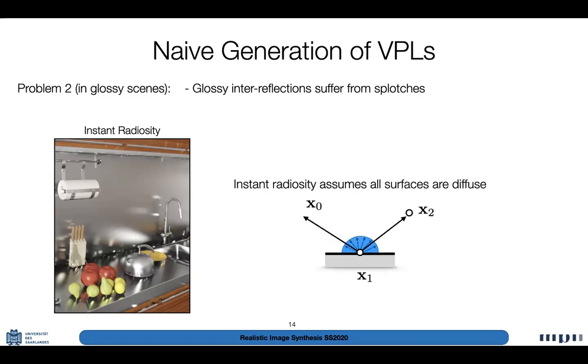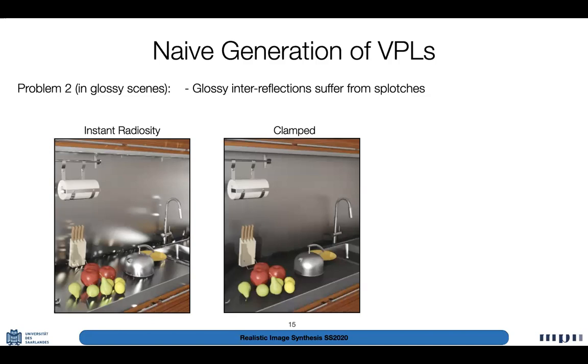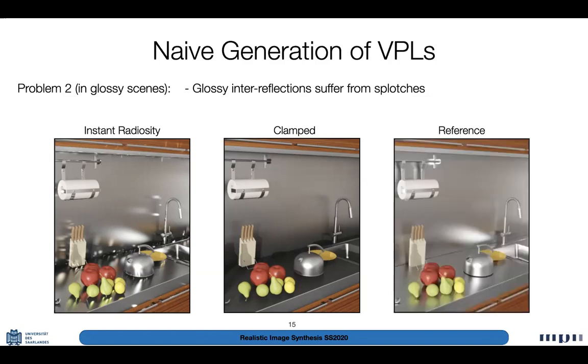Now, instant radiosity assumes by construction, to simplify the light transport, that all the surfaces where you have the VPLs are diffuse. So the glossy component is removed. You could also do clamping directly. If you clamp the energy, you would see the loss of illumination there. The glossiness is gone, but you could see the problem there. So you, of course, get rid of the splotches, but the whole illumination has changed. And you can see how different it is from the reference.